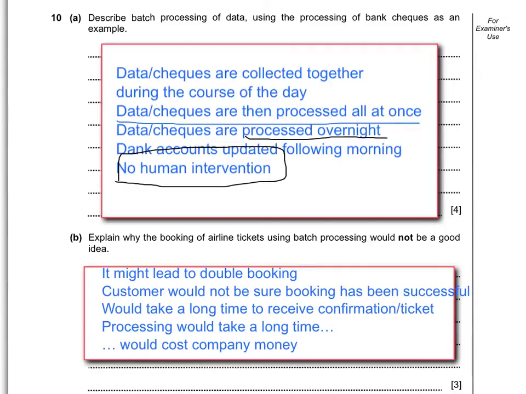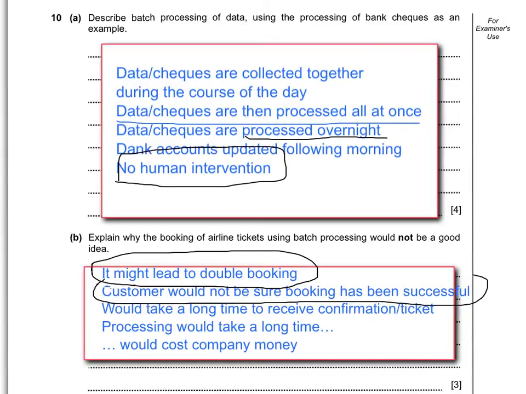If you imagine there's a good deal for a holiday, and you have 200 customers booking that holiday in the day, what happens overnight? It will definitely lead to overbooking. That plane only has so many seats it can hold and sell, so it may lead to double booking. Also, you'd like to know straight away that your ticket has been confirmed. The problem is you would not know as a customer until the next day whether your booking was successful.